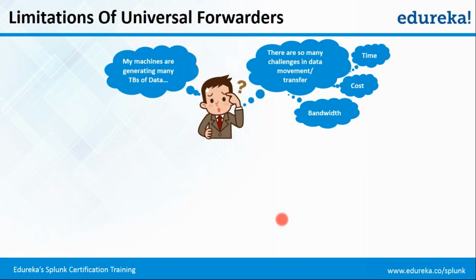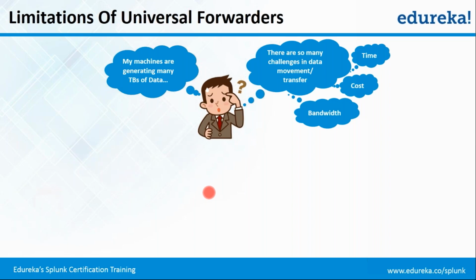So many times you may be thinking that your machines generate lots of terabytes of data and it is not feasible to forward all the data from the source. Because the more the data, the greater the challenges. The time taken to forward the data is going to be more, the cost for indexing that data is going to increase, and inevitably it results in more bandwidth. So it is important that you control the data that is forwarded.